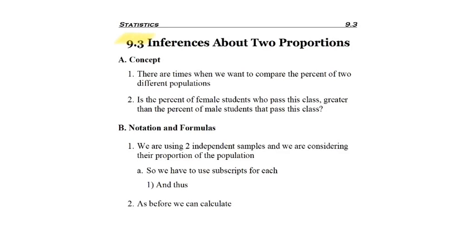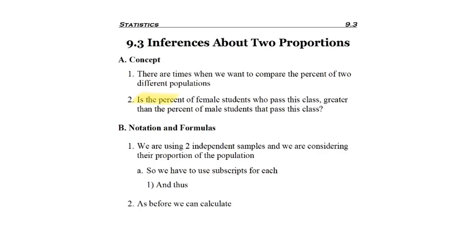For section 9.3, we're going to be talking about inferences about two proportions. So instead of hypothesis tests or confidence intervals about two means, now we're looking at two proportions. And basically, there are sometimes when you need to compare the percent, proportion, or ratio from different populations. Again, we're going to try to focus on them being independent populations.